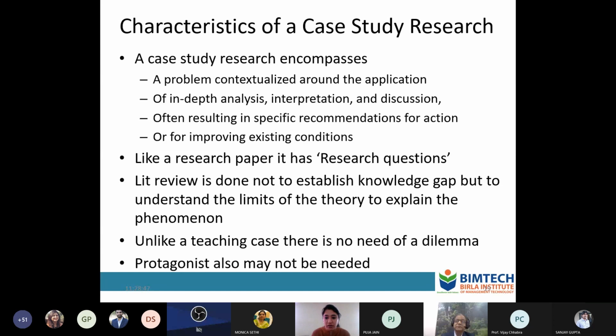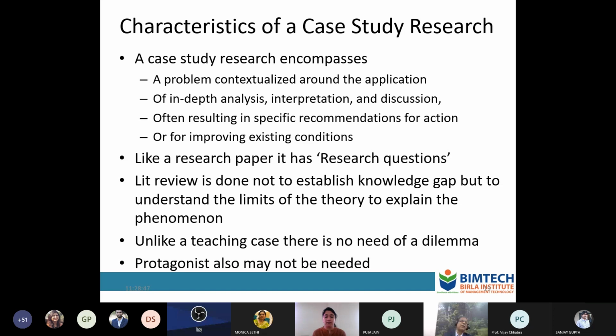Sure. This is a question by Dr. Robin Kaushal. She asked, is it relevant to write a review of literature in the case study as well? And secondly, if the case study is based on the interview method, how to report that? Can we directly quote the interviews?